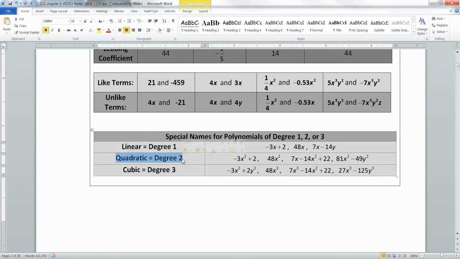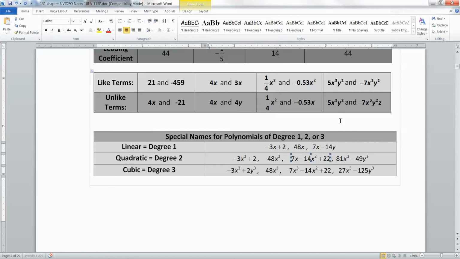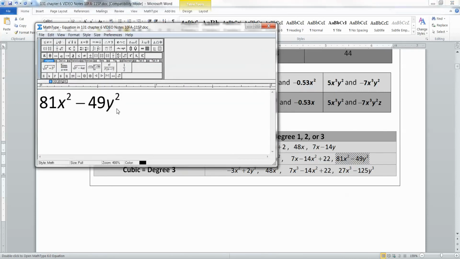Now degree 2 is called quadratic, and it's going to become very important to you because that's what we're dealing with in chapters 6 and 7, quadratics. So if your highest degree is degree 2, like negative 3x squared plus 2, or 48x squared, or 7x minus 14x squared plus 22, the highest degree is 2, so that means it's quadratic. Or this one, 81x squared minus 49y squared, that's quadratic. It's got 2 variables in it, but it's quadratic.